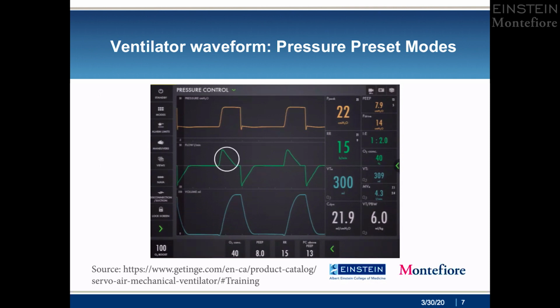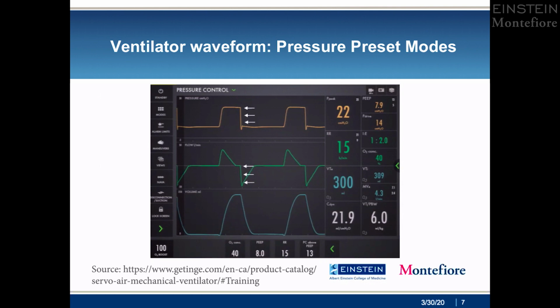The flow above zero is the flow delivered to the patient, and the flow below zero is the flow delivered from the patient. The flow curve depends upon the set inspiratory pressure, lung compliance, and airway or circuit resistance. During inspiration, the flow rises until the set inspiratory pressure is reached. Thereafter, flow decreases while pressure is kept constant.